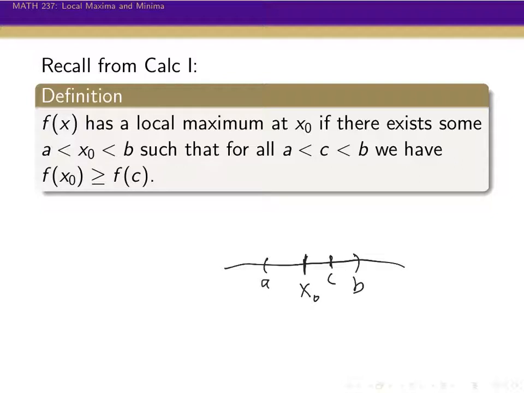And so let's draw our function, somewhat in blue. There's the function value at x naught, and you can see that it's higher than it is at c. That's the idea of the local maximum: you're taking some distance around x naught, and that's giving you this interval from a to b.